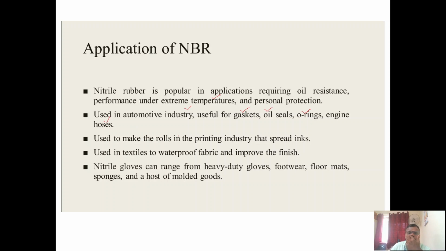Used to make the rolls in the printing industry that spread inks. Used in textiles to waterproof fabric and improve the finishes. Nitrile gloves range from heavy-duty gloves, footwear, floor mats, sponges, and a host of molded goods.